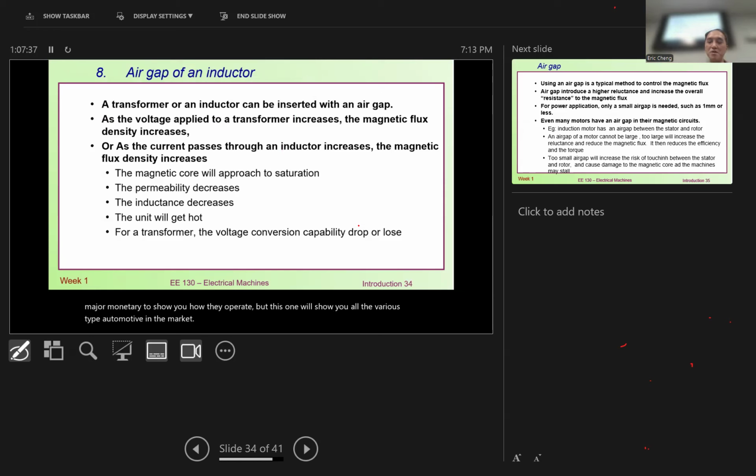Okay. I think we'll also spend some time on how to design a motor. One of them will be the air gap motor.